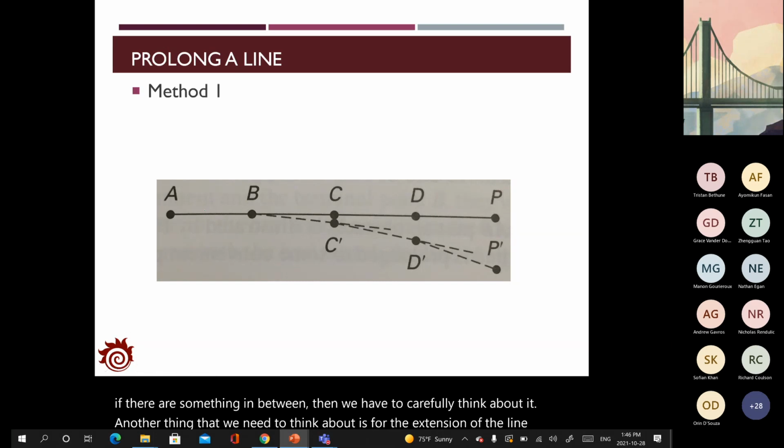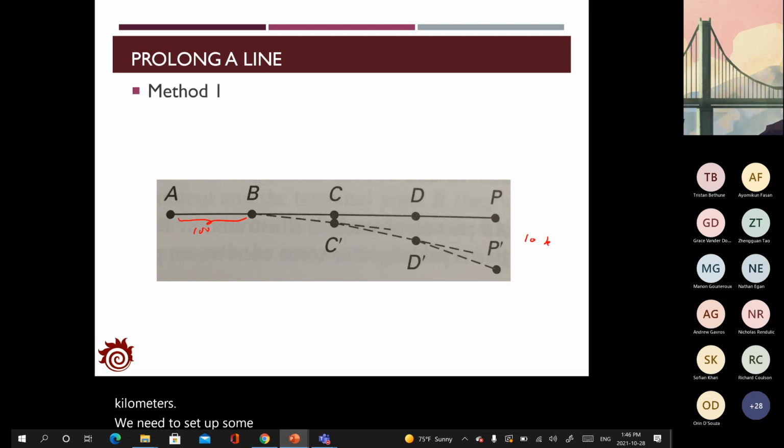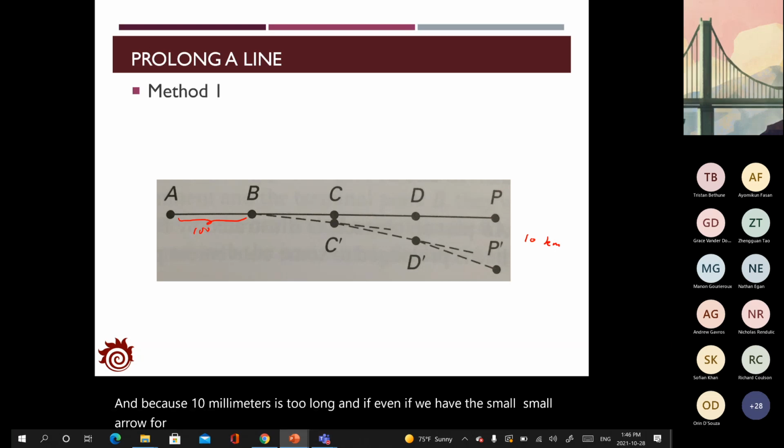Usually, if it's too long, say it is 100 meters between A and B, but we want to extend this for 10 kilometers, we need to set up some intermediate stations. Because 10 kilometers is too long, and even a small error in the angle direction measurement could be scaled up to a very large error. So the way to do that is to set up some intermediate stations, C, D, E, F, or more stations.